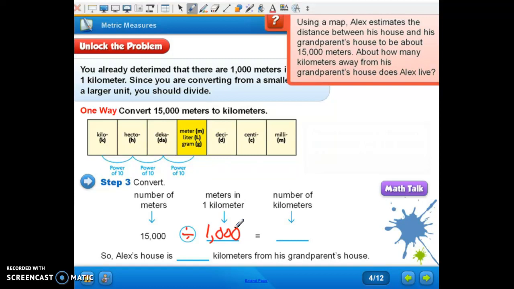And when we divide by 1,000, we can certainly write that out and divide it, or we can just cross off these 3 zeros. What do we have left? 15. So Alex's house is 15 kilometers from his grandparents' house. But remember, you can only cross off the number of zeros that you have in each of those numbers, in your dividend and your divisor there. Any questions on this?